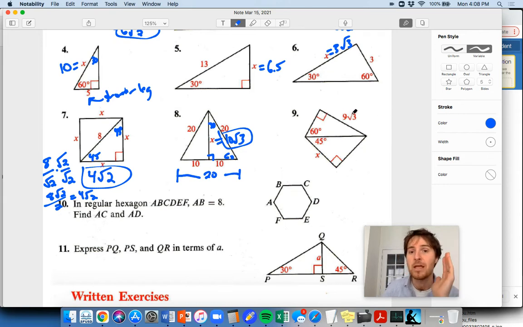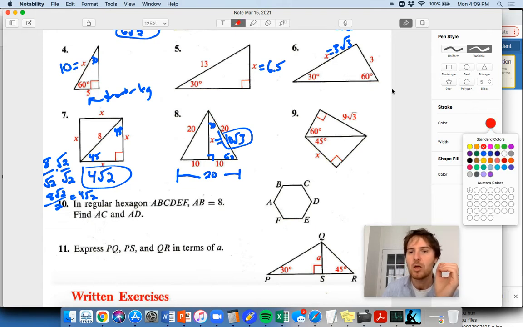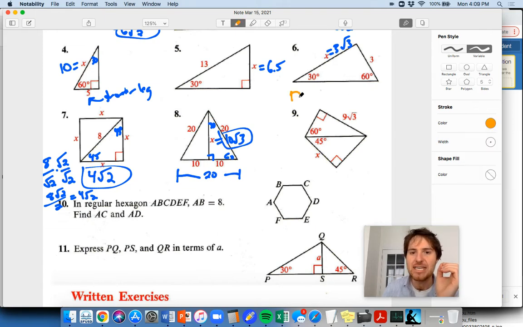Okay, this is 9 root 3. My advice here: always go to the shorter leg first. Always, okay? I'll write that down in a different color: detour to the shorter leg. You see how in this one they give us 9 root 3. You're going to want to figure out what that hypotenuse is, because it's the hypotenuse of this other triangle. But it's very hard to go through the longer leg to the hypotenuse.